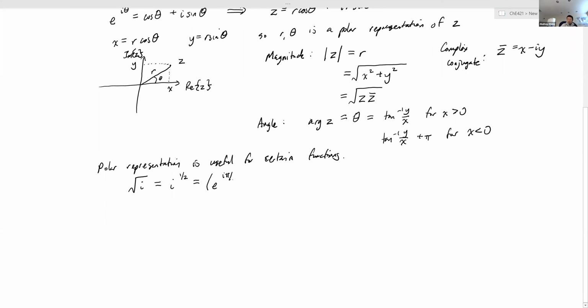Right? If you don't believe me, you can take r, which is 1, times cosine of pi over 2, and you'll get 0. And r, which is 1, times sine of pi over 2, and you'll get 1, and so you get i. But this representation allows us to do powers pretty easily.